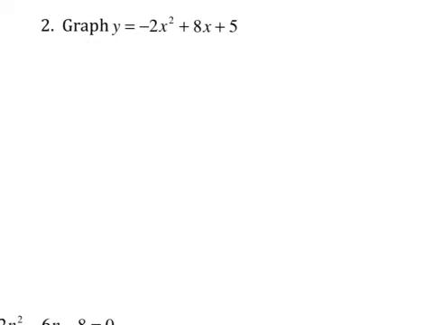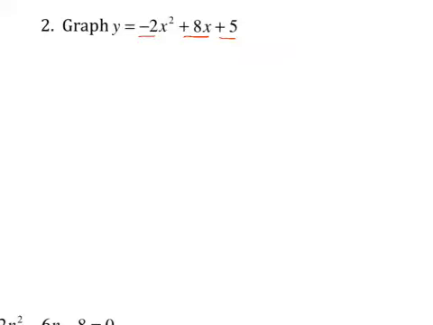Moving on to the next graph, we see that we have a little bit more of a complicated function: negative 2x squared plus 8x plus 5. Whenever you see 3 terms and you need to graph the quadratic function, we want to find the axis of symmetry first. We do not want to make a table for this one because that would be too difficult.